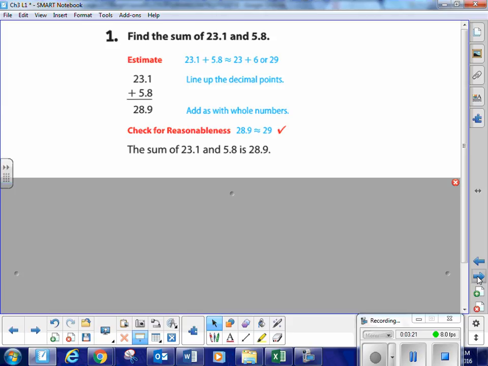Okay, on to the problem. The first thing we do is write it correctly. We want to write one number on top of the other because we need to, look what it says, line up the decimal points. So they line up 23.1 with 5.8. You find out that equals 28.9. And if you notice where the decimal point is placed, they just bring it straight down.